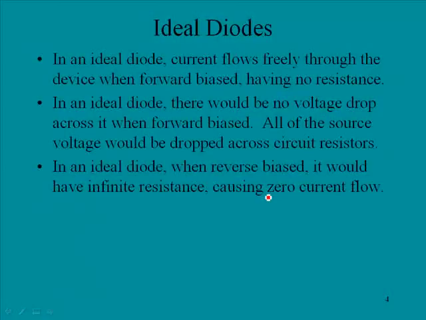Ideal diodes. In an ideal diode, current flows freely through the device when forward biased, having no resistance. And this is ideally what should happen, or what we would want to happen, but this is not what will happen. In an ideal diode, there would be no voltage drop across it when forward biased. All of the source voltage would be dropped across circuit resistors, so there would be no drop across the diode. In an ideal diode, when reverse biased, it would have infinite resistance, causing zero current flow.